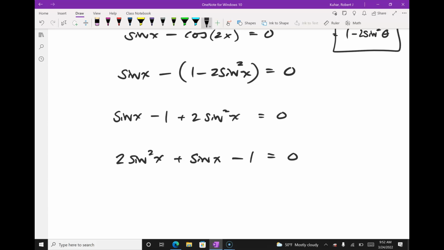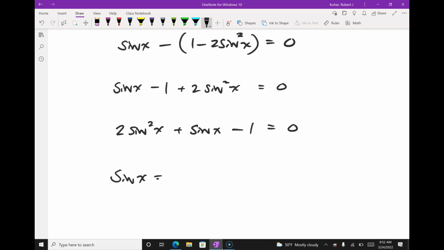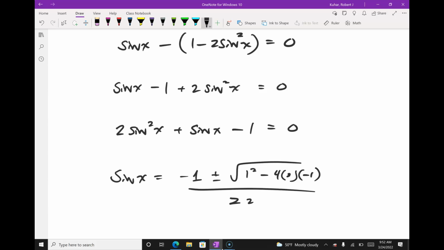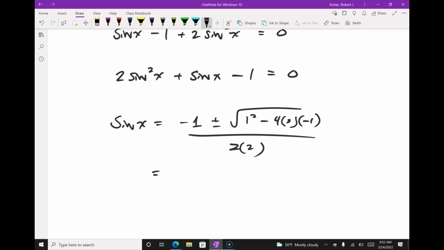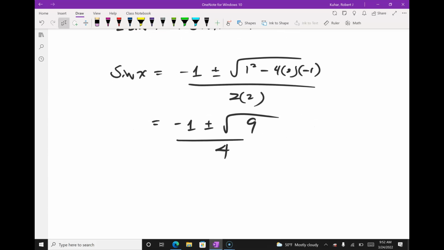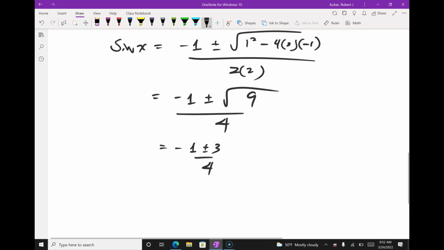So it's quadratic, right? So I get that sine of x equals minus b plus or minus the square root of b squared minus 4ac all over 2a. I get minus 1 plus or minus square root of 9 all over 4. I get minus 1 plus or minus 3 all over 4. So if I take both negatives, I get sine x equals negative 1. Or if I take the negative and positive 3, I get sine x equals 1/2.